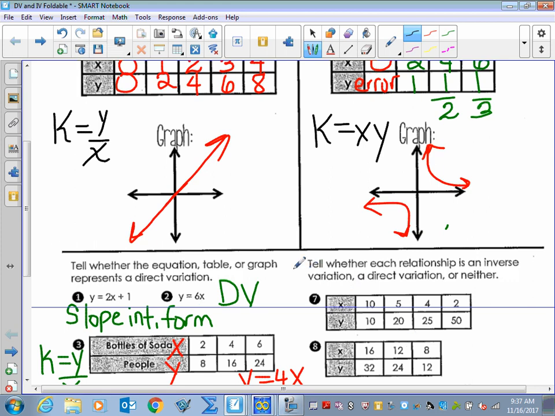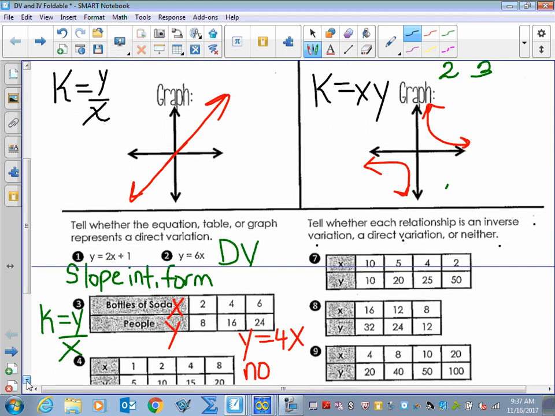So let's take a look. This one now is asking, tell whether each relationship is inverse variation, direct variation, or neither, because it could be neither one. So let's look at number 7. First, let's test for inverse. Inverse means you multiply the x and y together. 10 times 10 is what? 100. 20 times 5, 25 times 4, 50 times 2. Looks like k equals 100.